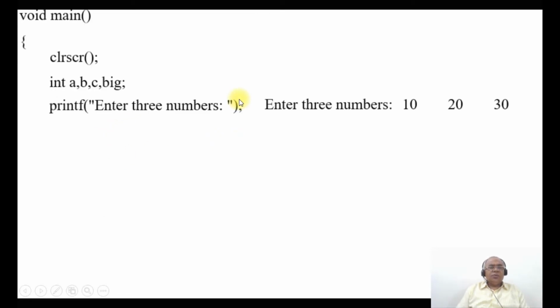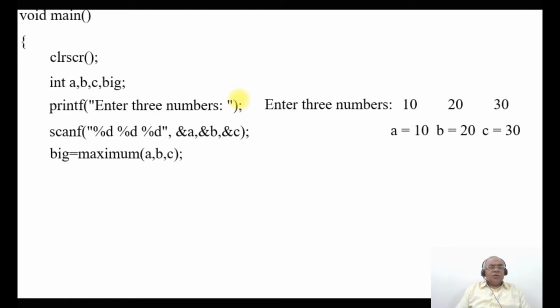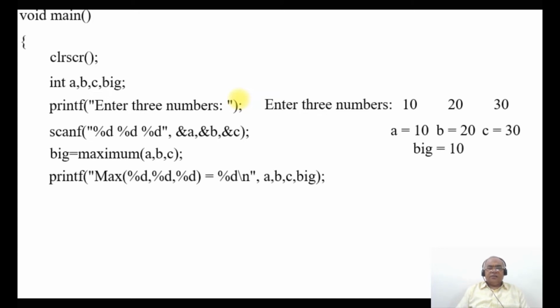So now we go to this. Once you read this, big is equal to maximum of A, B, C. First it will take the value of big as 10 because A is being considered as the 10 value.